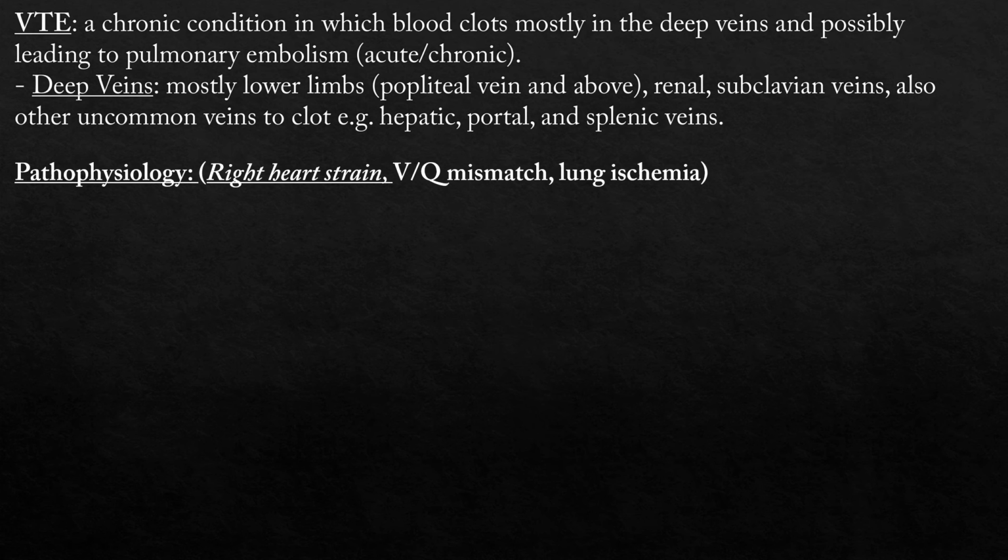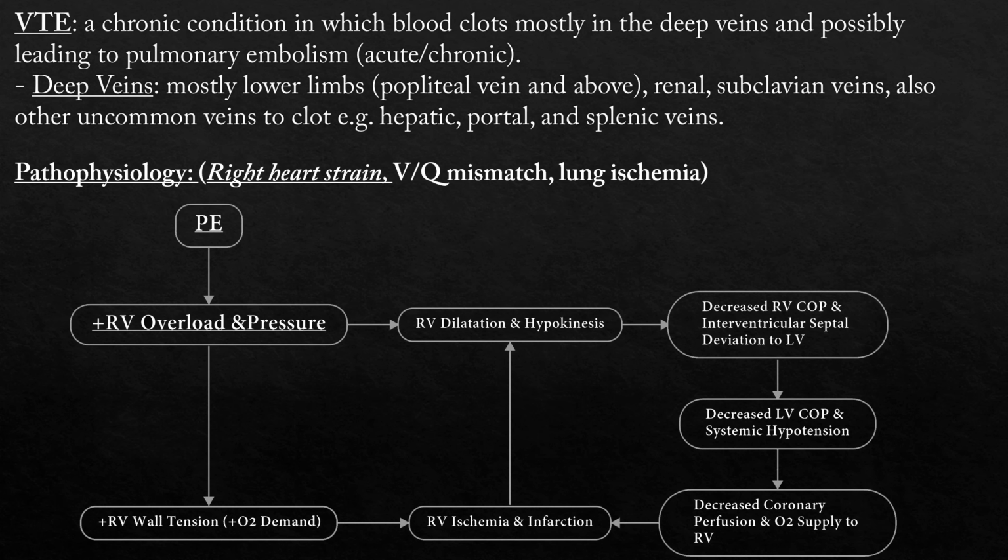The pathophysiology of pulmonary embolism. Now we have to understand that pulmonary embolism affects mostly the right heart. All right, it can lead to right heart strain, as we will know from this diagram.